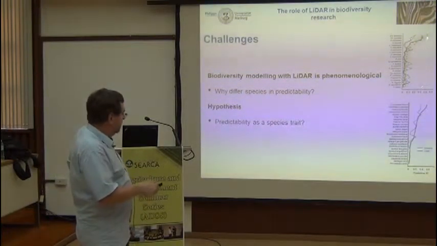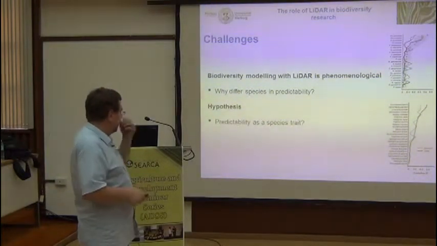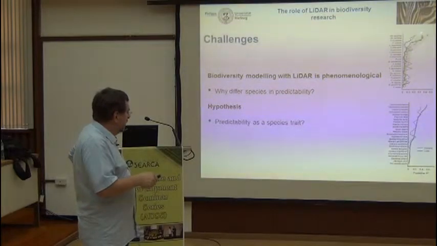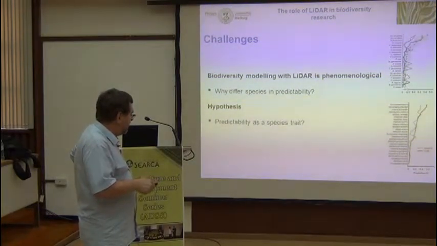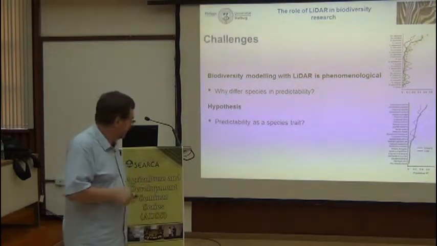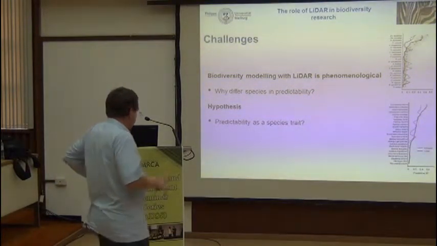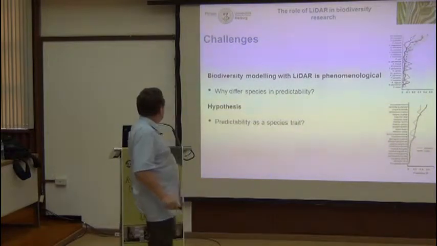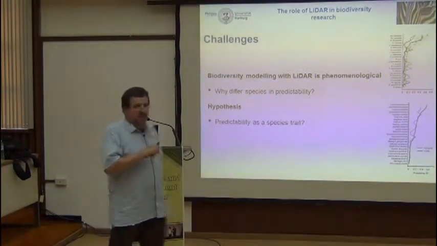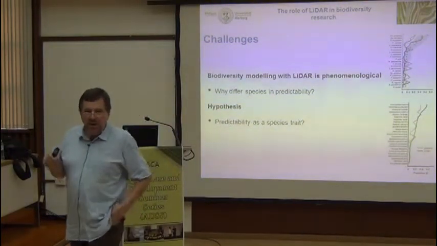So you see, again, this is true for spiders, again, this is for birds, for abundances, so the predictability decreases. Some of them you cannot predict, some of them you can predict quite well. You can predict this species quite well. It doesn't matter which species. So why do species differ in their predictability?